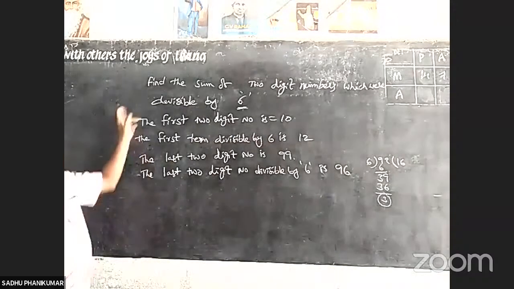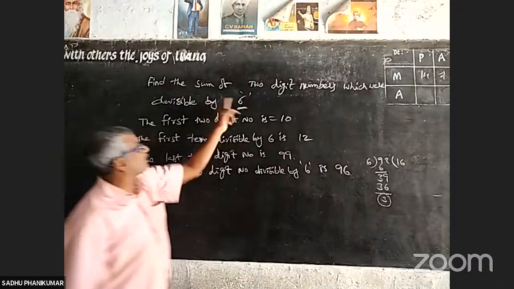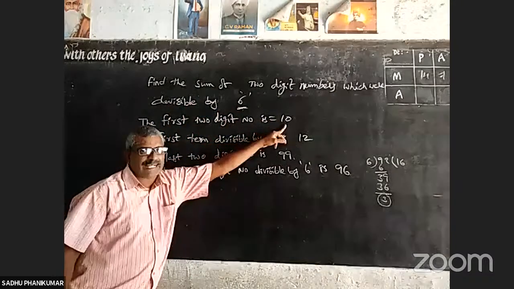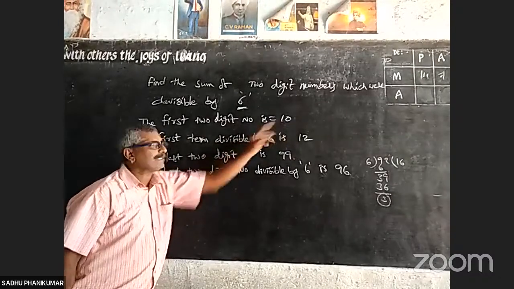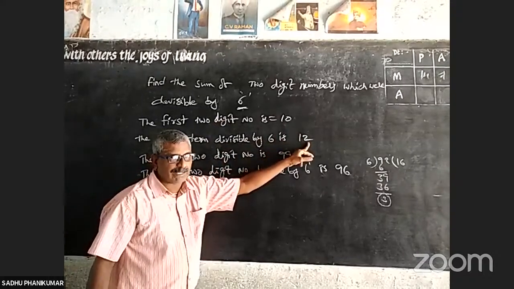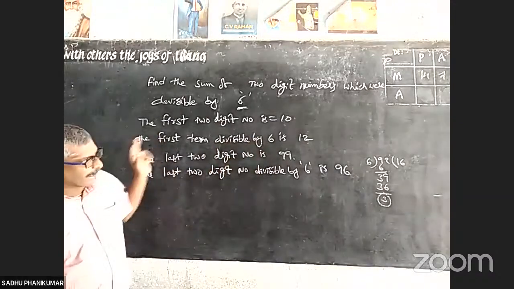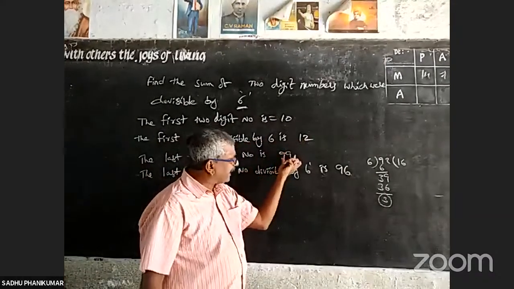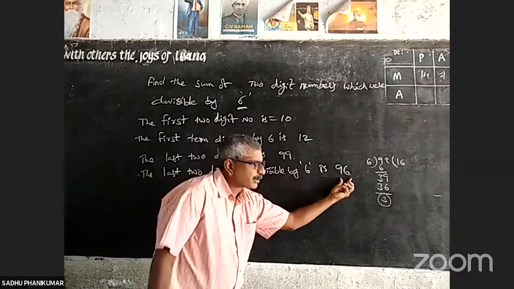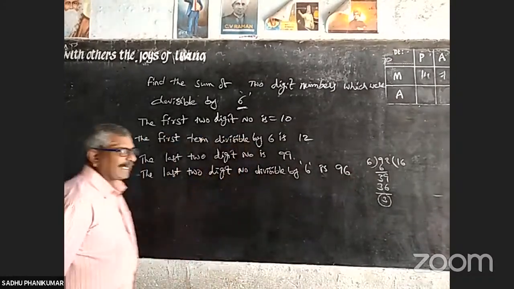Okay, we were asked to find the sum of two-digit numbers which are divisible by 6. The first two-digit number is 10, but it's not a multiple of 6, so the first multiple is 12. The last two-digit number is 99, but it is not divisible by 6, and the last two-digit number divisible by 6 is 96. So that is what we have.